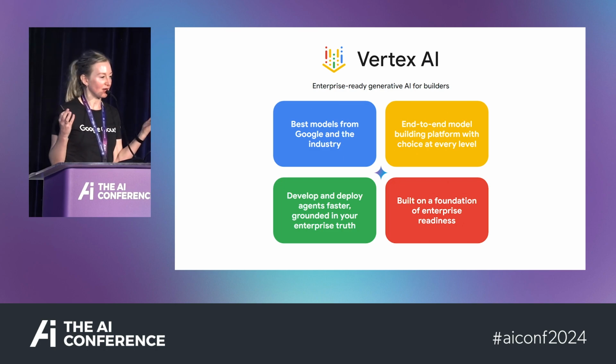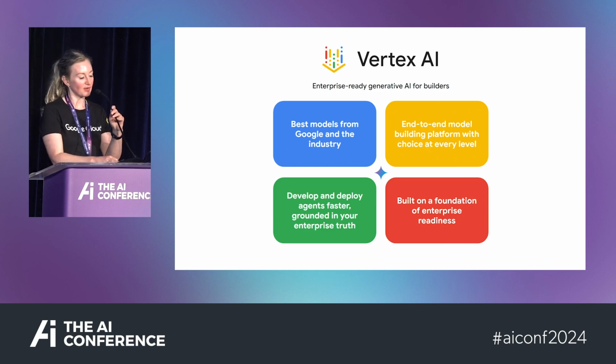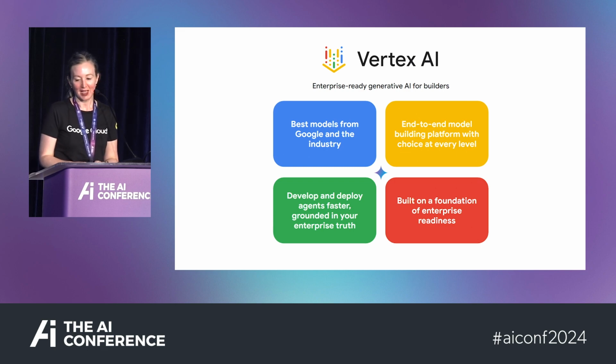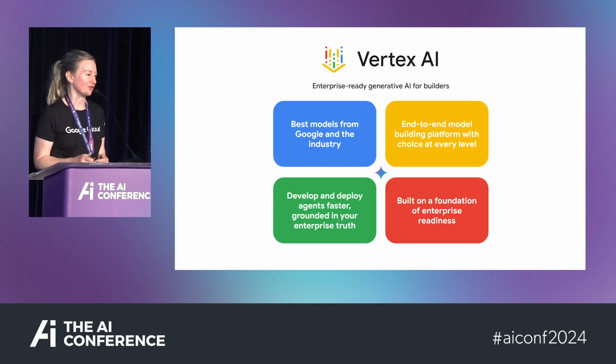Number two, end-to-end model building. What we mean by model building is this is a place to tune your model. This is a place to manage your model. This is a place to manage APIs, whether it's a private endpoint you set up on your own model or using one of our public APIs. Number three, developing agents faster, and I'll pause on that one and talk more about it in a minute. And finally, built on a foundation of enterprise readiness.